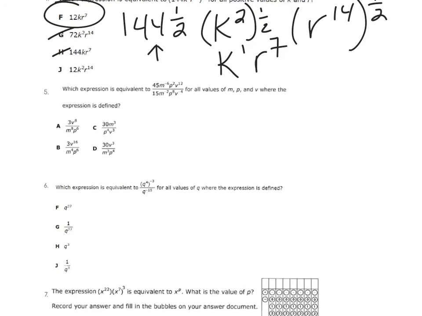Okay, number 5. Okay, the first thing I'm going to do in number 5 is do that division. 45 divided by 15 is 3, not 30, so those are out. Now I just have to figure out what's going on with my exponents. So again, you have 2 options. Okay, so 45 divided by 15 is 3, not 30. So then we have to take care of our exponents.